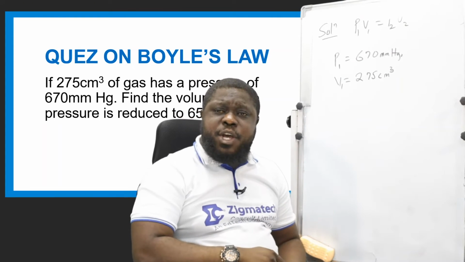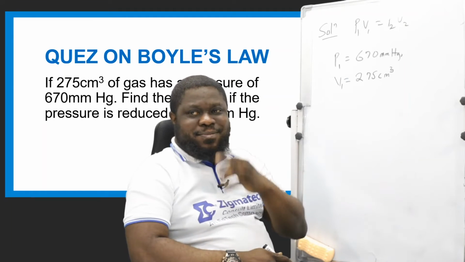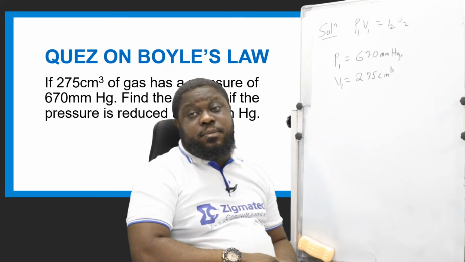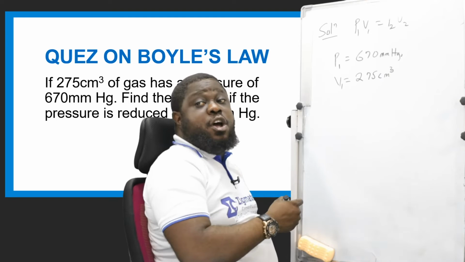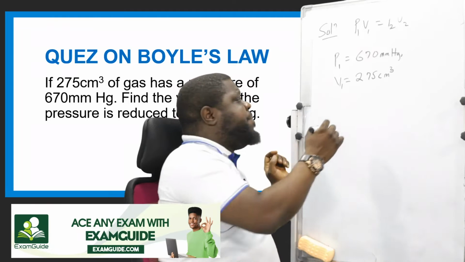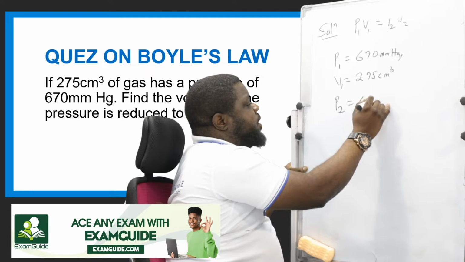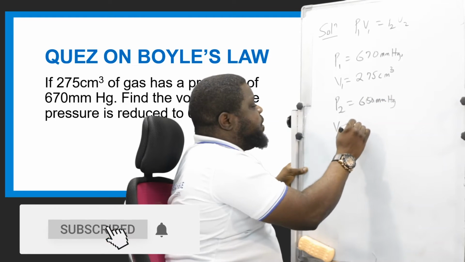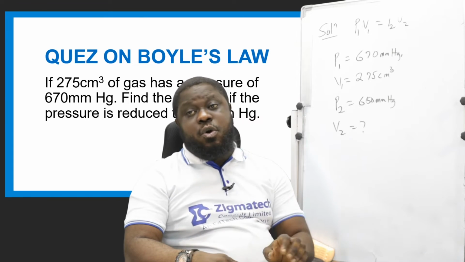Now, find the volume if the pressure is reduced to 650 millimeter mercury. You're looking for the volume. In essence, the volume you're looking for is the second volume. They say if the pressure is reduced, that means the second pressure is 650 millimeter mercury. So P2 will be 650 millimeter mercury, while V2 is unknown. That's what you're looking for.